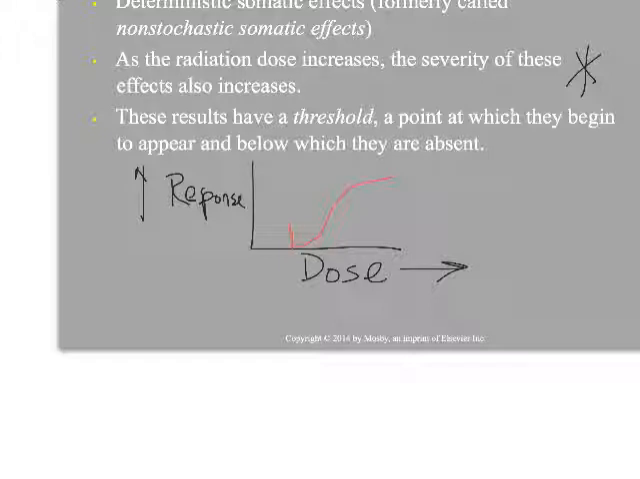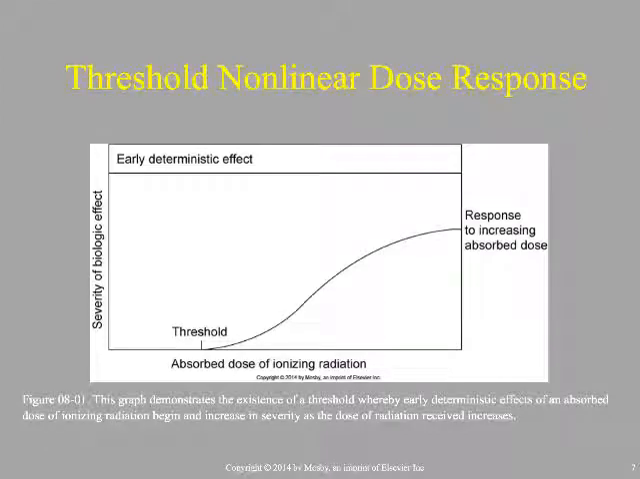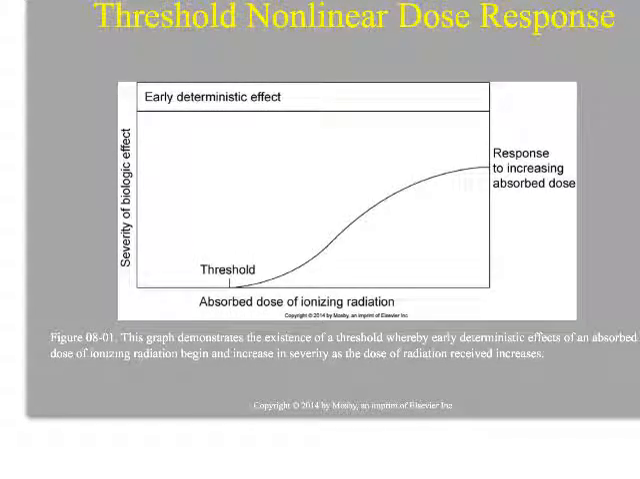So we will look at it a little bit more next week. But here again is that model. Let me move this up just a little bit. This is found in the text that we read, figure 8.1. It is a threshold nonlinear dose-response model, and this is the model that we use to talk about these early deterministic somatic effects of radiation exposure. So there will be some kind of threshold.